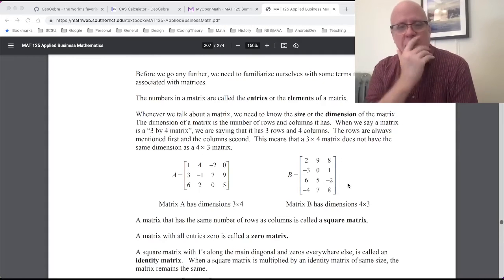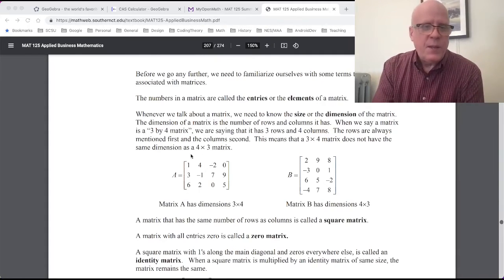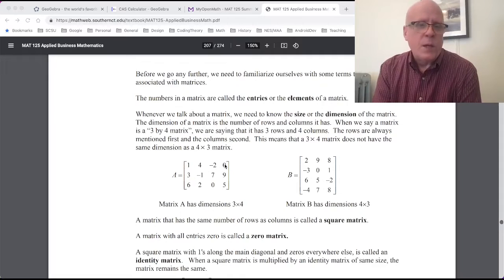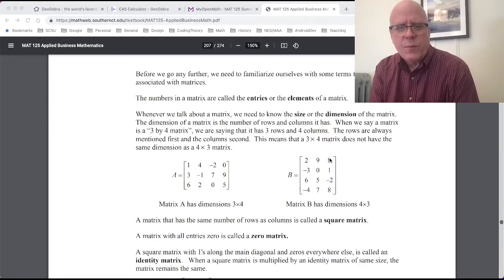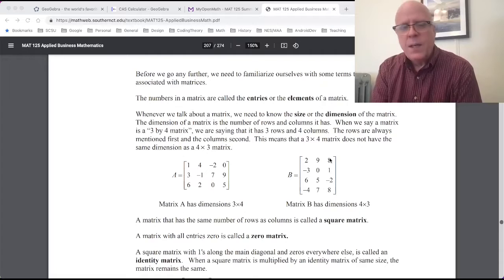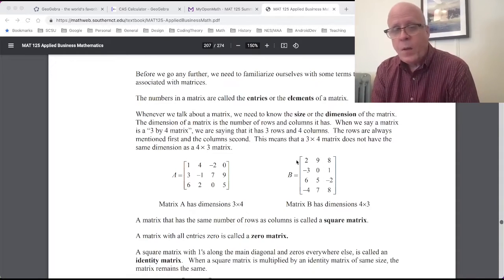Because this would be from a company that had 3 facilities and 4 products, and this would be from apparently a different company that has 4 production facilities with 3 products being produced. It doesn't make sense to do that sort of matrix addition or subtraction. So adding and subtraction is only done when the size of the matrices are identical. Same number of rows, same number of columns.